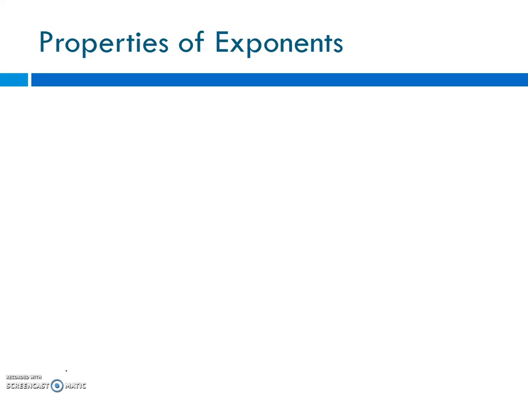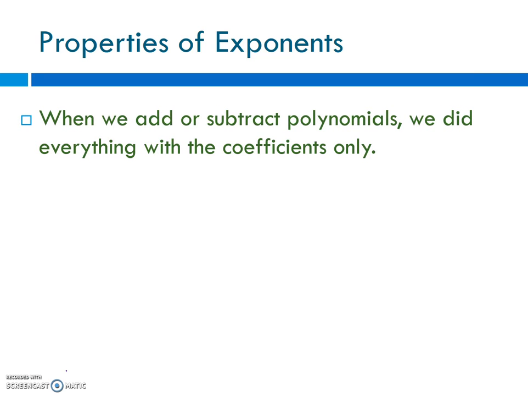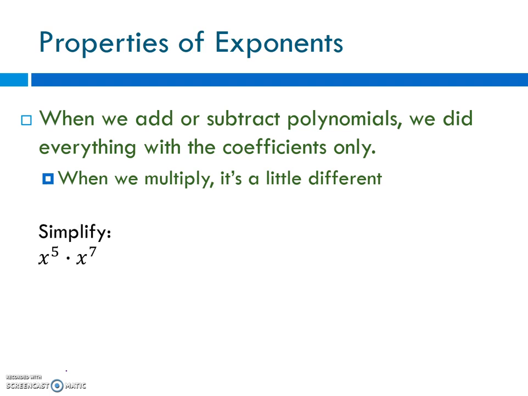Before we start multiplying polynomials, we need to talk about some properties of exponents. When we talked about adding and subtracting polynomials, all we did was add or subtract the coefficients only. We didn't do anything with the exponents. We left the variables as they are and just combined our like terms. Well, when we're doing multiplication, it's going to look a little bit different. So let's take a look at an example here.